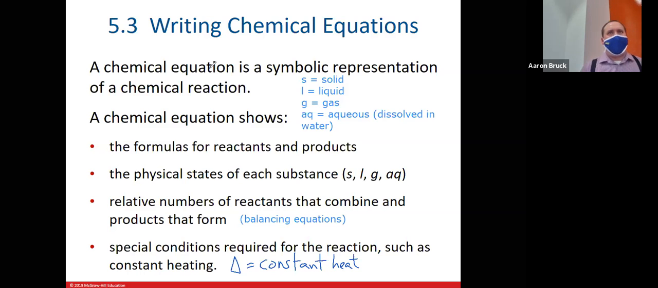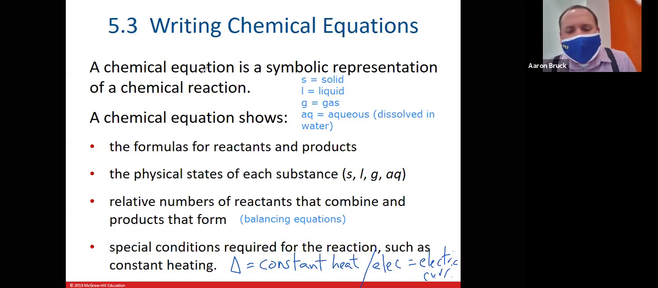If you see the triangle symbol, that's the Greek letter delta. That indicates that we are heating something continuously to get it to react. If we see ELEC or ELE, that means that it requires an electrical current to run through it.